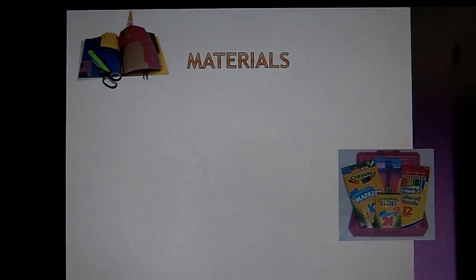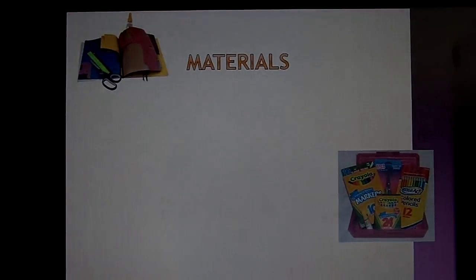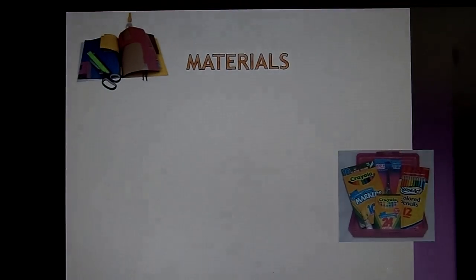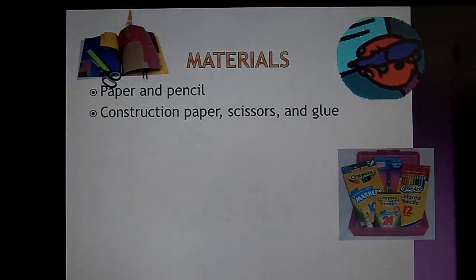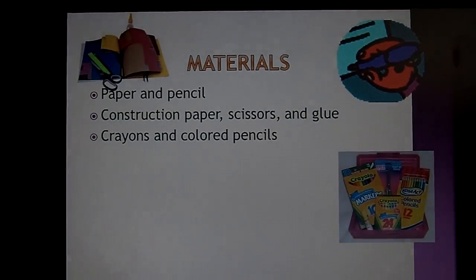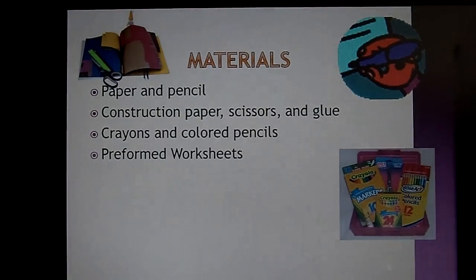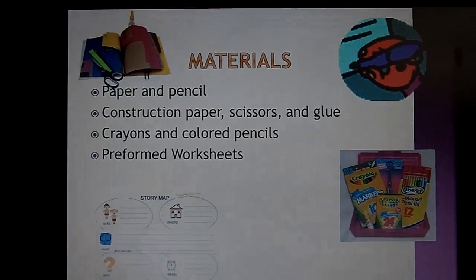Materials for this assignment can be the bare minimum of paper and pencil, giving students the chance to create the story map on their own. Teachers can add construction paper, scissors and glue, or crayons if they want to allow students a higher level of creativity in their story maps. Often teachers use pre-formed story map worksheets when asking students to create their maps.